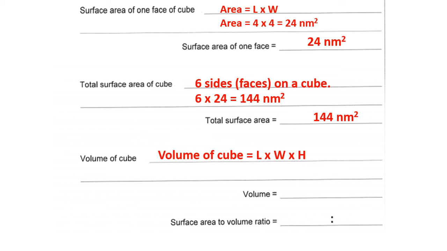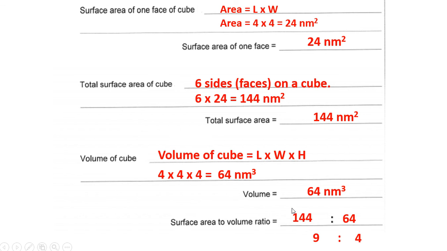Then to work out the volume, we just do the length times the width times the height. So 4 times 4 times 4, which is 64. We pop it into the surface area to volume ratio, and we get 144 to 64. Then we want to simplify that, which gives us a simplified ratio of 9:4.